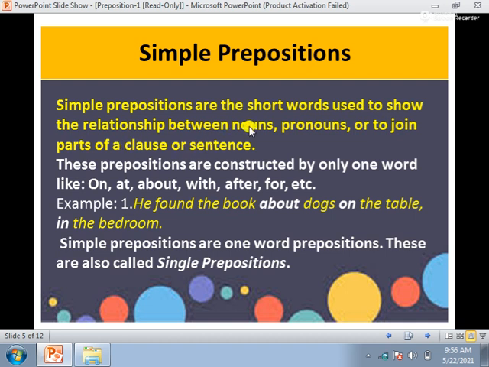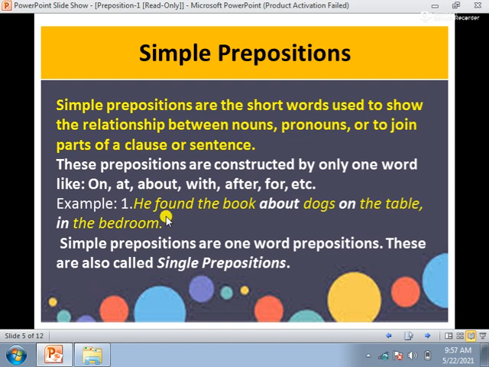Simple prepositions are used to show the relationship between nouns or pronouns or to join parts of a clause or sentence. These prepositions are constructed by only one word, for example on, at, to, about, with, after, for, etc., that you use randomly in your exam paper. So these are the simple prepositions.